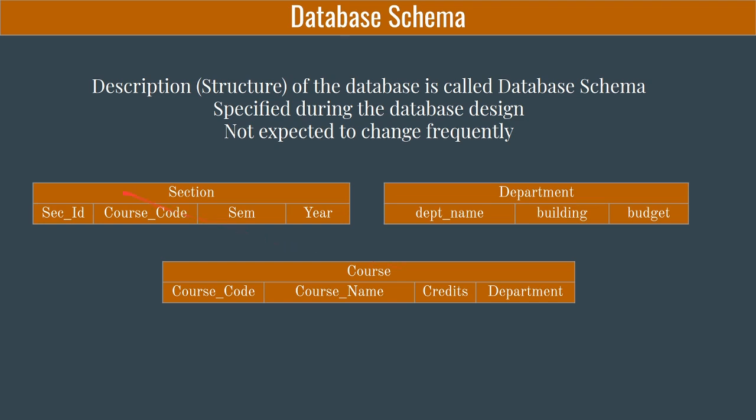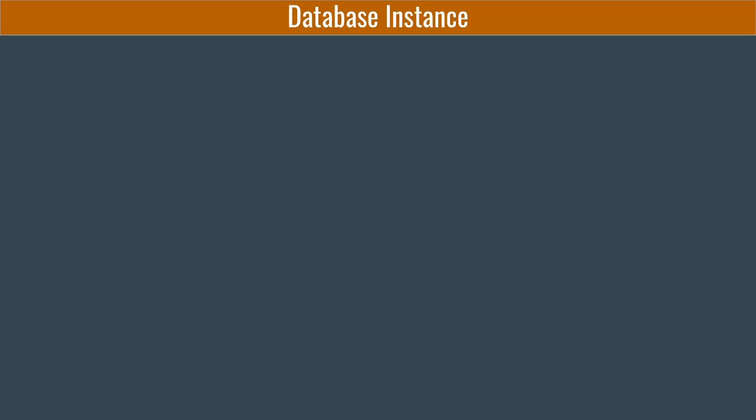For example, section has section ID, course code, SEM, year. Department has department name, building and budget. Course has course code, course name, credits and department. So this is called a schema diagram. Okay. So database schema means the structure of the database, no data. And the next term is database instance.